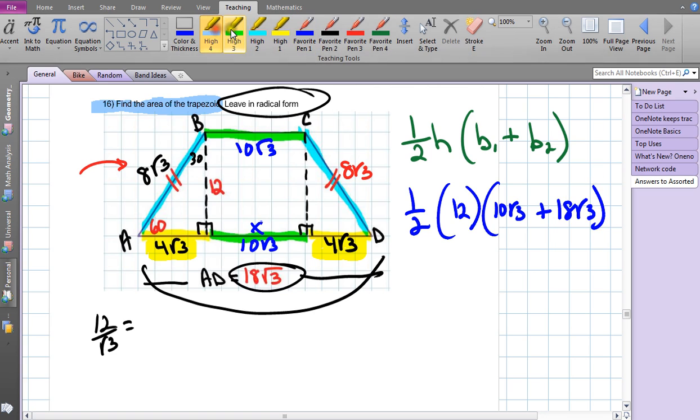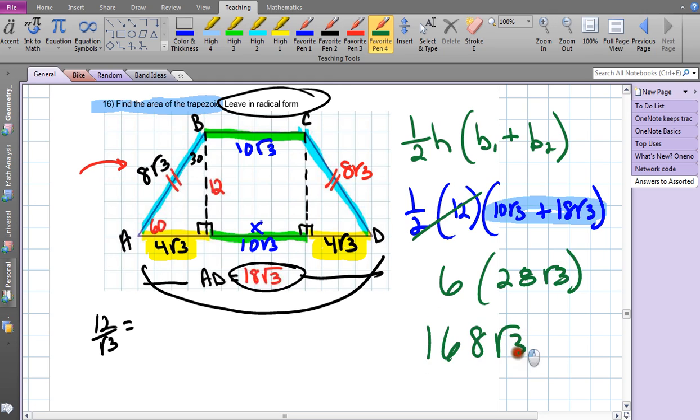So when we're simplifying radicals, notice both of those have a radical in them. That's great news. So half of 12 is going to be 6, and altogether we have 28 radical 3. And we just have to simplify this a little further, 28 times 6, that's going to be 168 radical 3 units squared, and it did want us to leave it in radical form, so we're good to go.